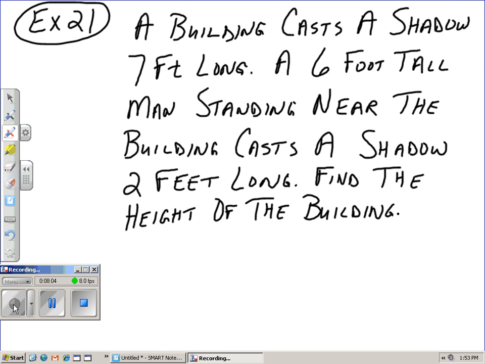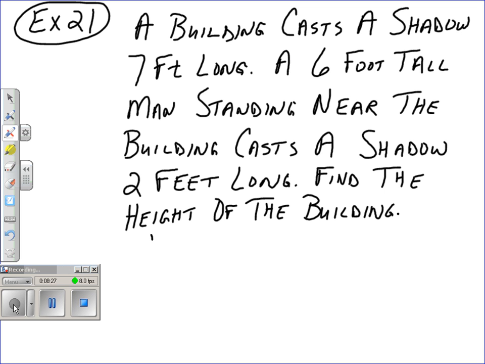All right, this is an example for problem number 21. A building casts a shadow 7 feet long. At the same time, a 6-foot tall man standing near the building casts a shadow 2 feet long. Find the height of the building. All right, this is a similar triangle problem. Sorry, I'm stumbling over my words.